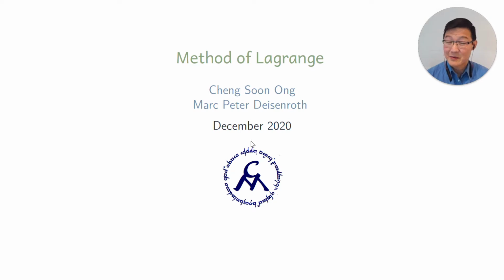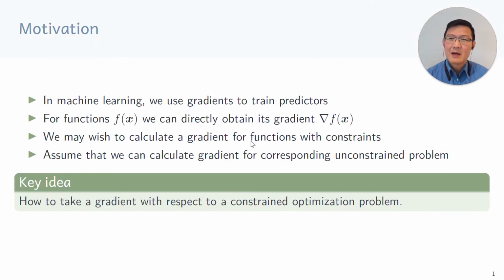In this lecture, we will look at the method of Lagrange, which is a way of estimating gradients when we have constraints. In machine learning, we use gradients quite often to train predictors, and for functions where we can obtain this gradient directly, we know how to do this efficiently. However, we may wish to calculate a gradient for functions that have constraints, in particular inequality constraints. We assume, of course, that we can already calculate gradients for the corresponding unconstrained problem.